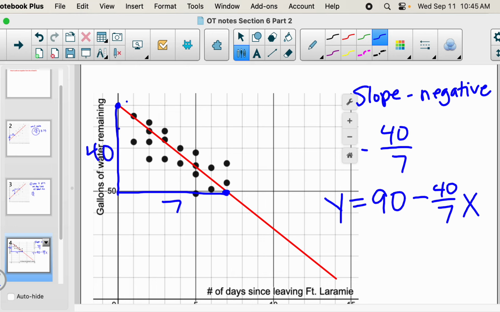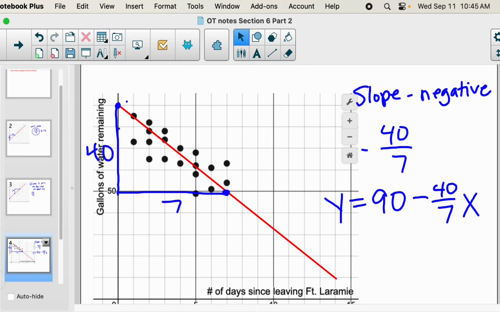Right? So again, the content of writing equations from scatter plots is the same thing we've been doing. The graph is just a little bit more busy with lots of data being provided. The line of best fit is the trend.